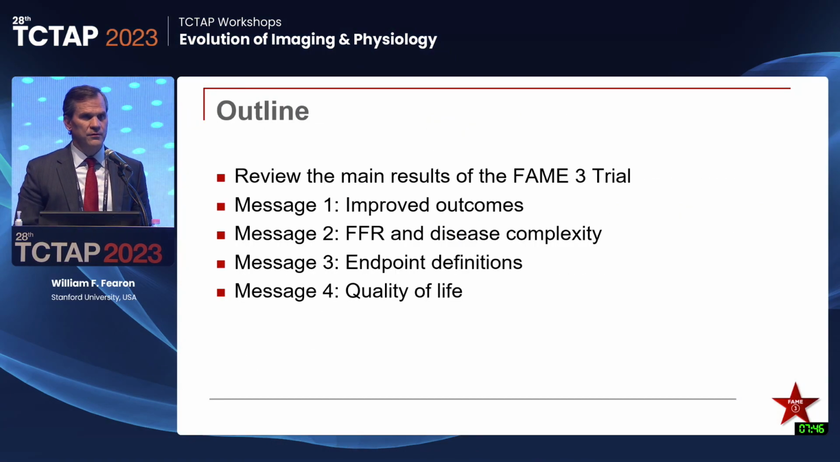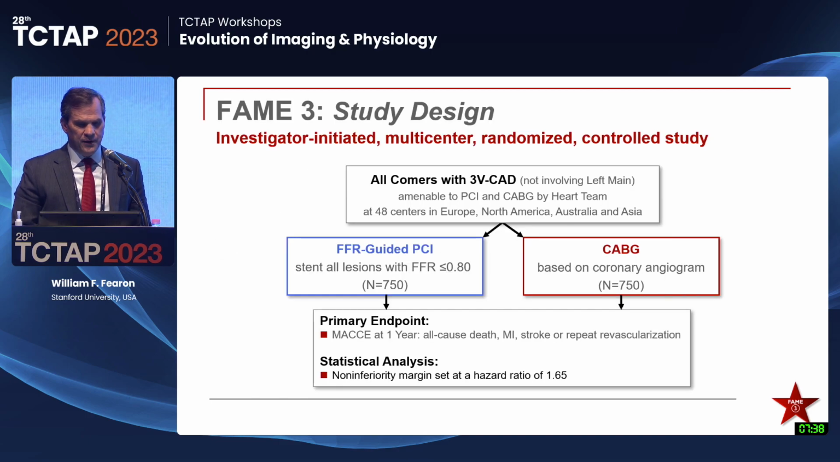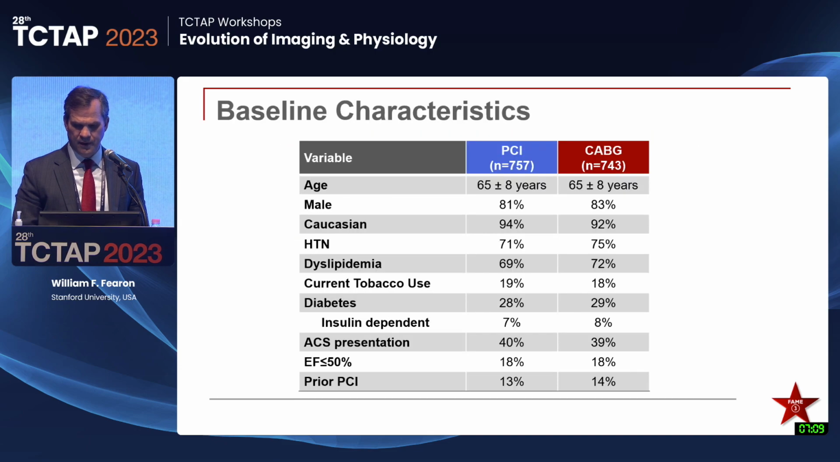I'd like to review the main results of the FAME3 trial briefly and then talk about 4 key messages. As a reminder, FAME3 was a multi-center trial including all comers with 3-vessel coronary disease not involving the left main, and patients were randomized in a 1-to-1 fashion to FFR-guided PCI with current generation DES or to CABG. The primary endpoint was 1-year incidence of death, MI, stroke, or repeat revascularization, and it was a non-inferiority design with a margin set at a hazard ratio of 1.65.